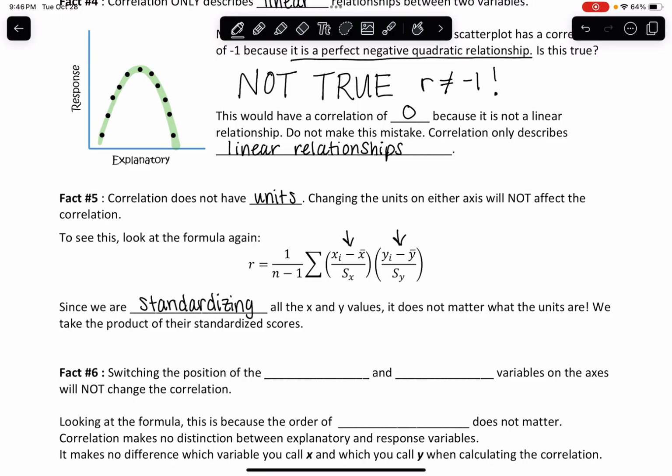If you think back to z-scores, when we said we were standardizing, this is the same process. And z-scores didn't have units because they canceled out when you divided the top by the bottom. Correlation does not have units. Your units cancel when you do the standardizing process.